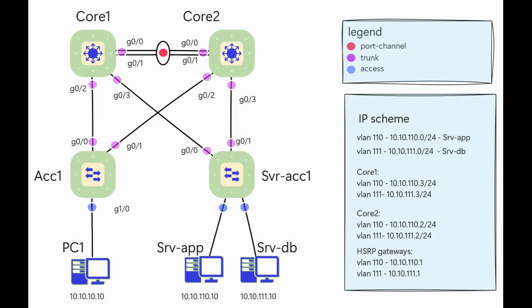OSPF is a link state dynamic routing protocol that's widely used in enterprise networks. Using OSPF here means that as we add more networks later, like branches, DMZ, and so on, the routing will adjust automatically instead of us maintaining a huge list of static routes.